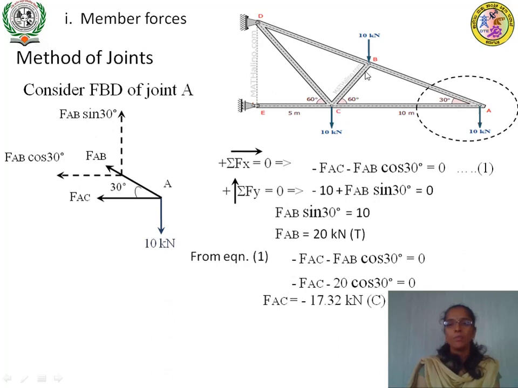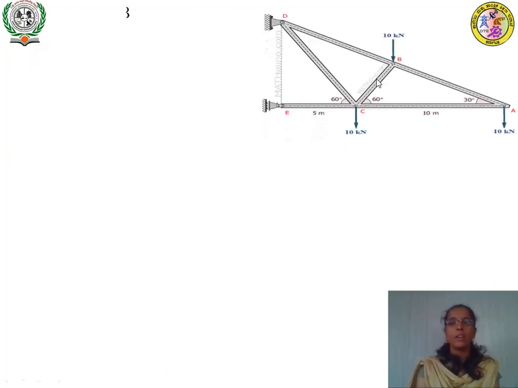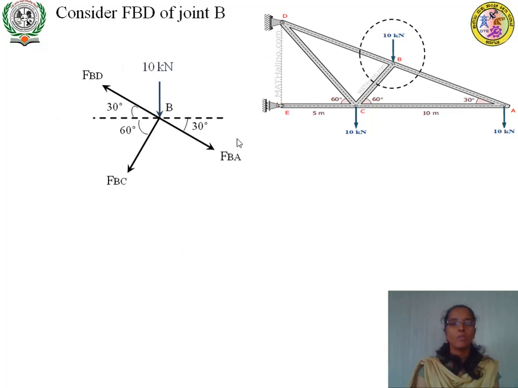Next we have to move to joint B, wherein three members are meeting. Now we have found force in member AB. So we have been left with BC and BD. So next joint we have to proceed with is joint B. Okay. So let us consider joint B. Draw the free body diagram. Consider a virtual cut around joint B. So this is the free body diagram of joint B.